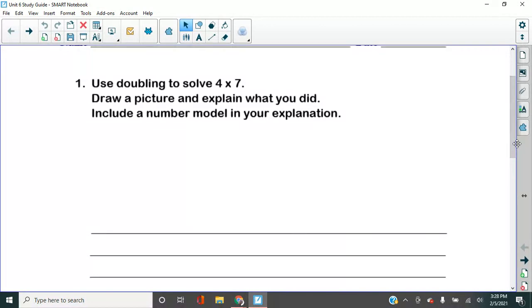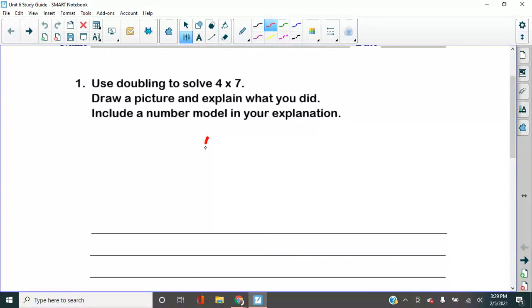Use doubling to solve 4 times 7. Draw a picture and explain what you did. Include a number model in your explanation. Okay, so what we're talking about here with doubling is to break this in half, right? So if we have 4 times 7, we could draw a rectangle of that, couldn't we?